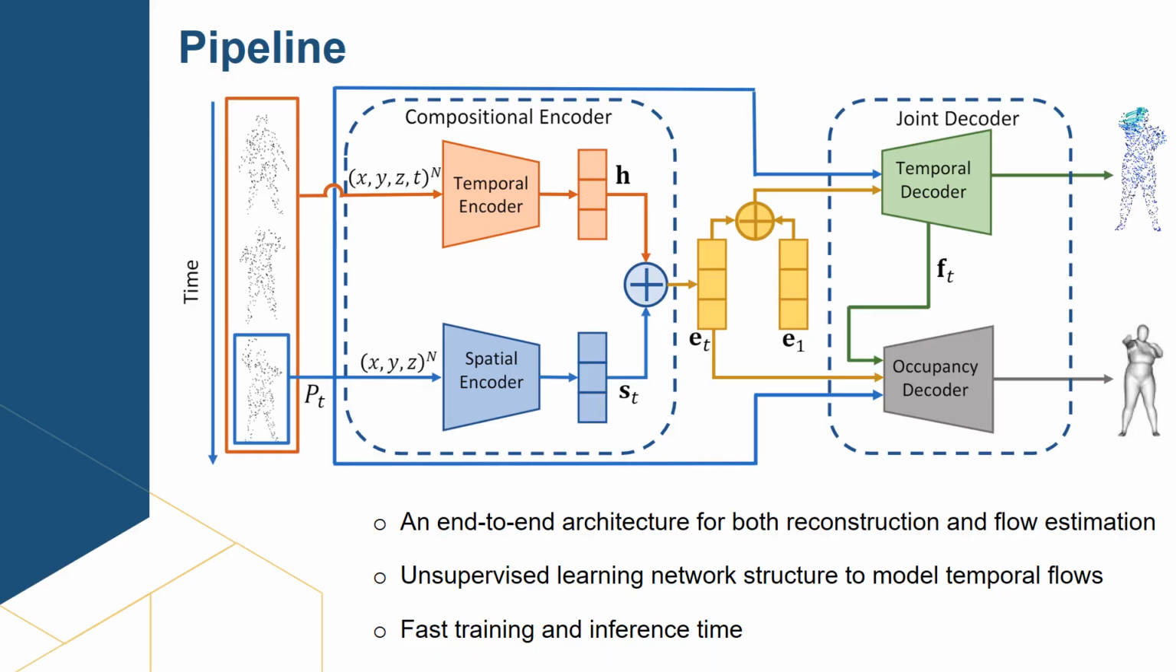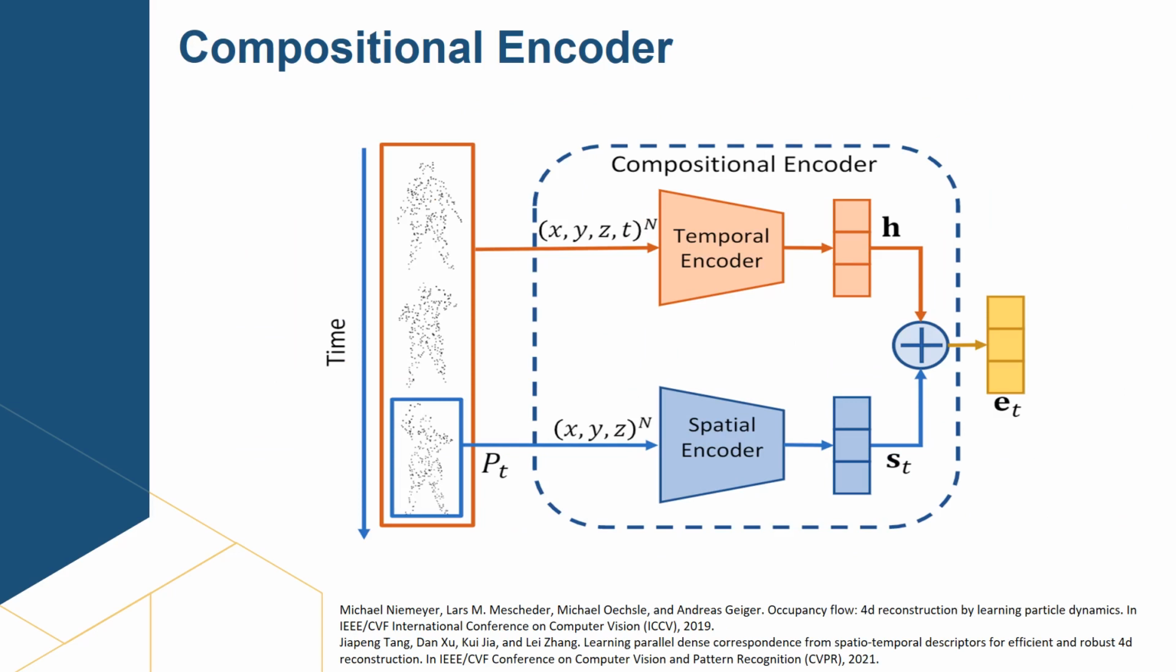Our network takes as input a sequence of sparse, incomplete, and noisy 3D point clouds and simultaneously reconstructs a sequence of occupancy maps and estimates a sequence of vector fields. Our network is an end-to-end architecture that is able to perform both 3D reconstruction and flow estimation. Our network structure can model temporal flows in 3D point clouds using unsupervised learning with fast processing time in both training and inference.